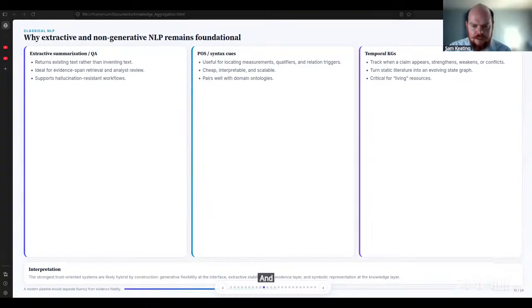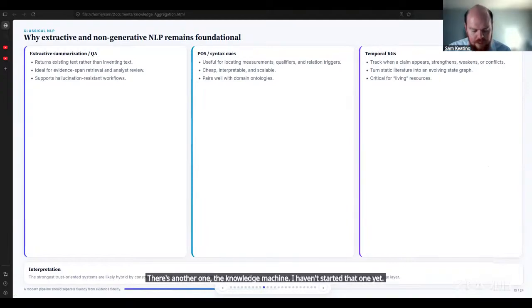And there's a couple books in that vein of reductionism in art and brain sciences. Bridging the Two Cultures is a book I finished. The Structure of Scientific Revolutions, Thomas Kuhn. There's another one, The Knowledge Machine: How Irrationality Created Modern Science. I haven't started that one yet.